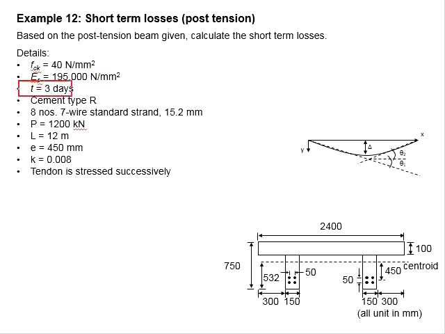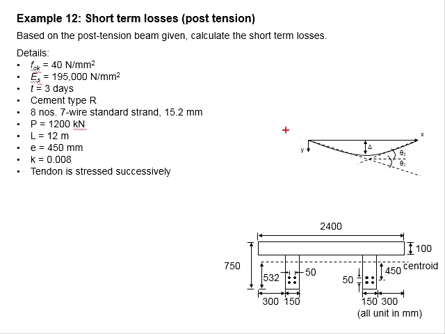t equals 3 days. Cement type R is being used. A total of 8 units of 7-wire standard strand with a diameter of 15.2 mm are used. The total prestressing force is 1200 kN. The clear span of the beam is 12 meters and the eccentricity at the midspan is 450 mm.